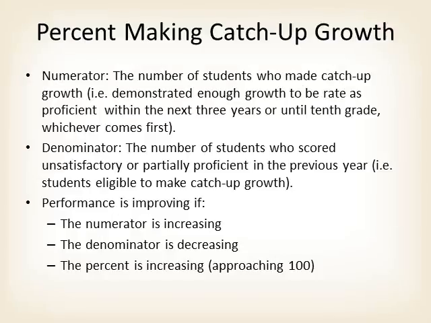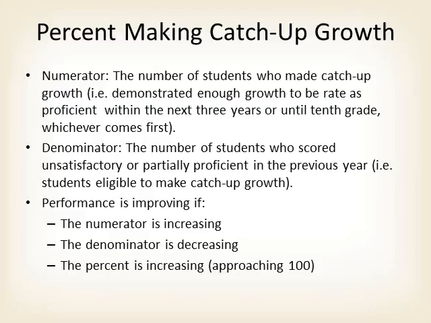Let's first review the concept of catch-up growth. To be considered to be catching up, a student must score below proficient, either unsatisfactory or partially proficient, in the previous year. Then, to make catch-up growth, the student would need to demonstrate enough growth to reach the proficient performance level within the next 3 years or by the 10th grade, whichever comes first.